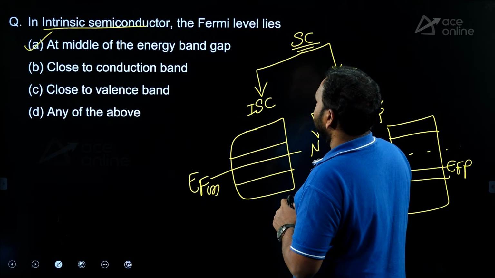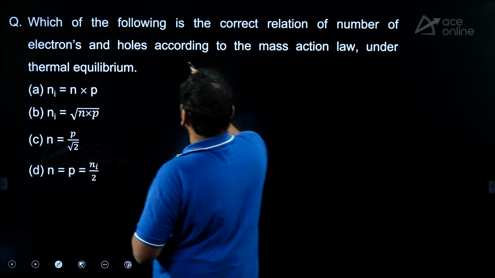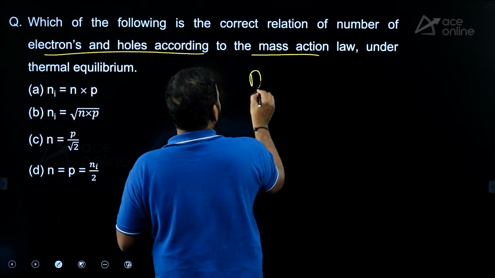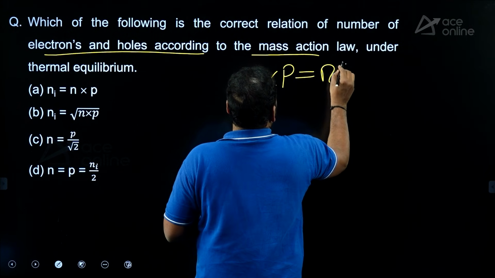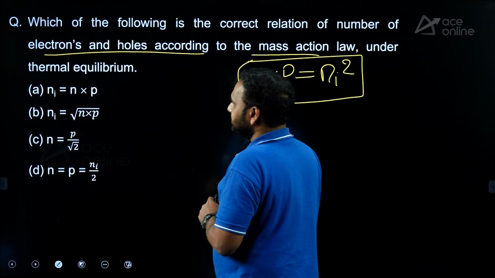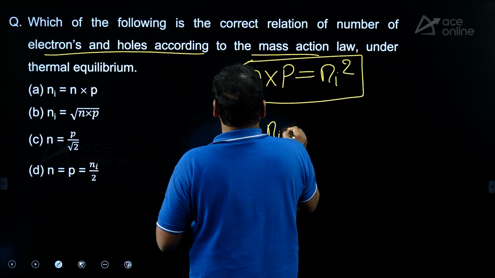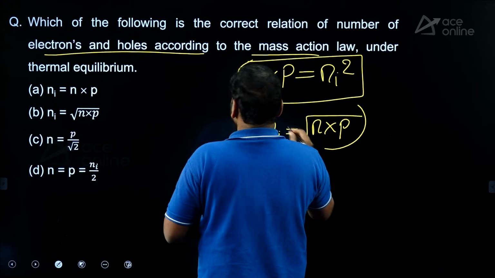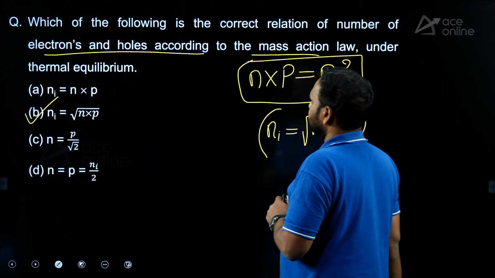Right? And which of the following is a correct relation for the number of electrons and holes? What is the electron hole relation according to the mass action law? I think you remember that n into p is equal to ni square. ni indicates the intrinsic concentration. So, from the options we can write ni is equal to square root of n into p. B is the correct option.